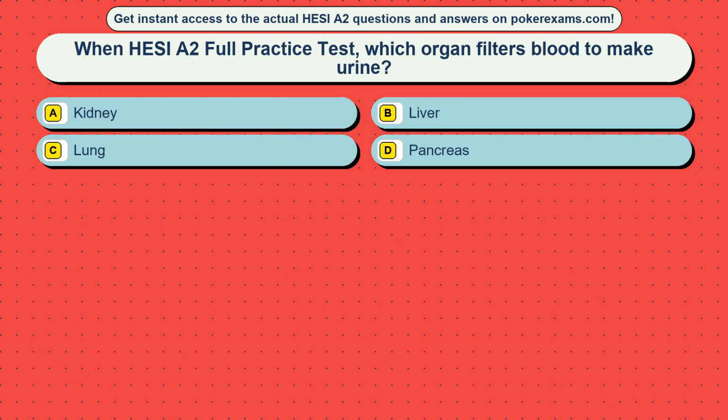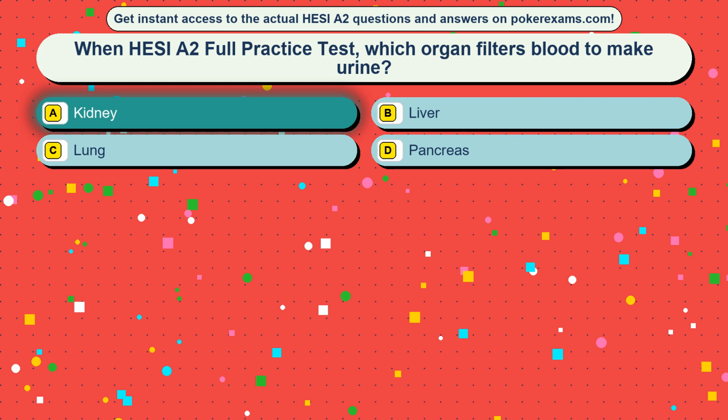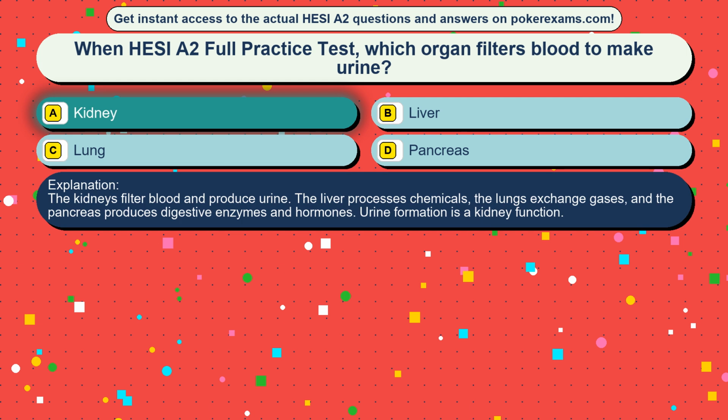Question 49. When HESI A2 full practice test, which organ filters blood to make urine? Option A, kidney. Option B, liver. Option C, lung. Option D, pancreas. The correct answer is option A, kidney. The kidneys filter blood and produce urine. The liver processes chemicals, the lungs exchange gases, and the pancreas produces digestive enzymes and hormones. Urine formation is a kidney function.